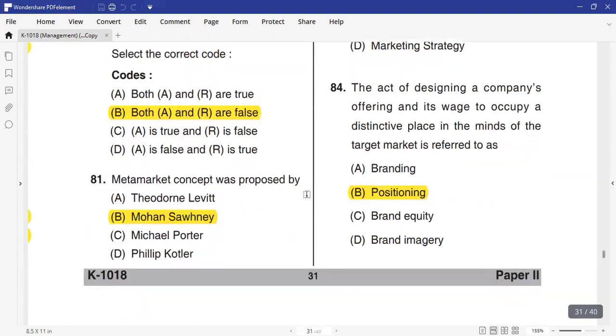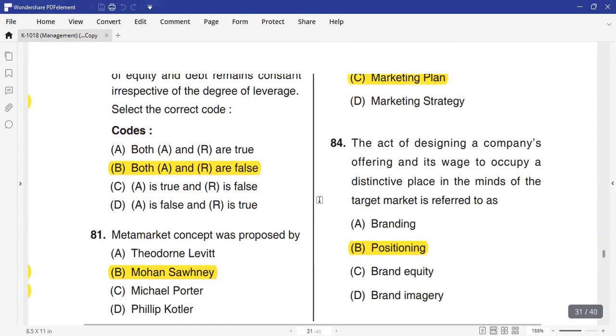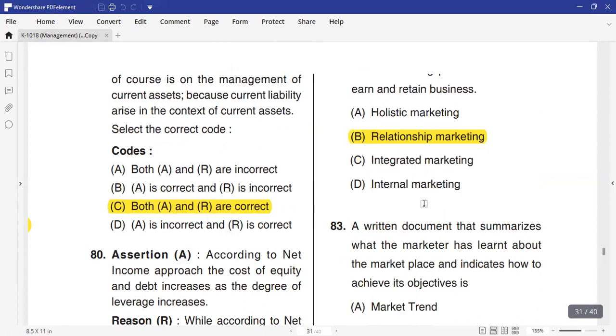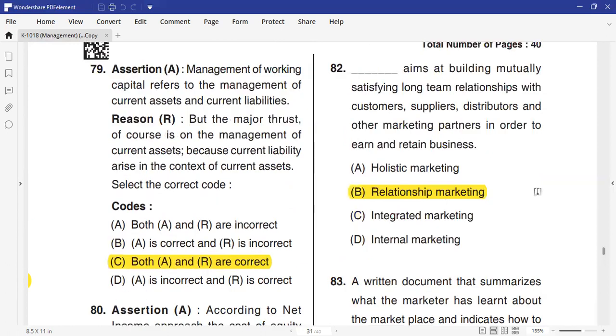So next one, 81st question. Meta market concept was proposed by Mohan Sawhney. Next we go to the 82nd question. Dash aims at building mutually satisfying long-term relationships with the customers, suppliers, distributors, and other marketing partners in order to earn and retain business. I think it is a long-term relationship, not long team. So this long-term relationship is basically called relationship marketing.